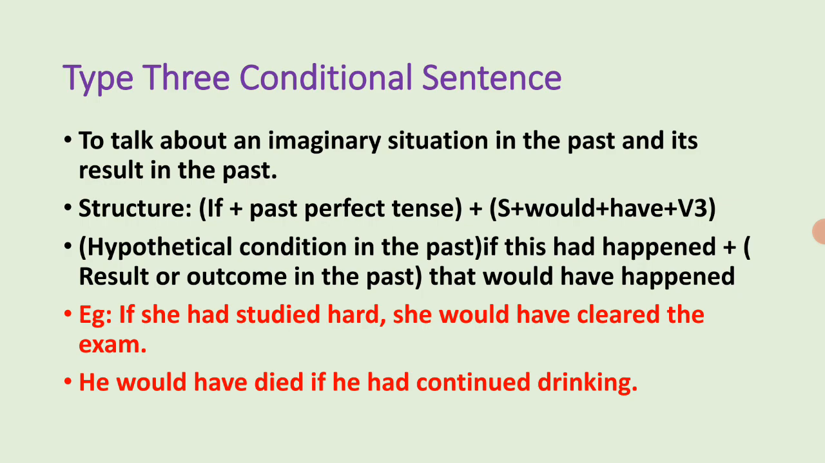For example, if she had studied hard, that is past perfect tense. If she had studied hard, she would have cleared the exam. Subject plus would plus have plus the third form of the verb, cleared, is used here. And next example, he would have died if he had continued drinking. So here in the if clause we can see if he had continued drinking, past perfect tense, he would have died. Subject plus would plus have plus the third form of the verb, that is died.